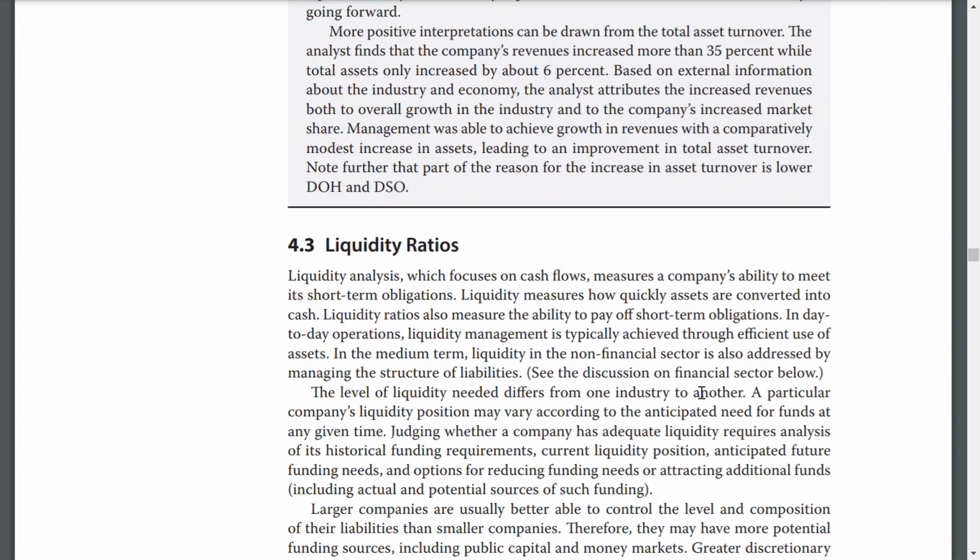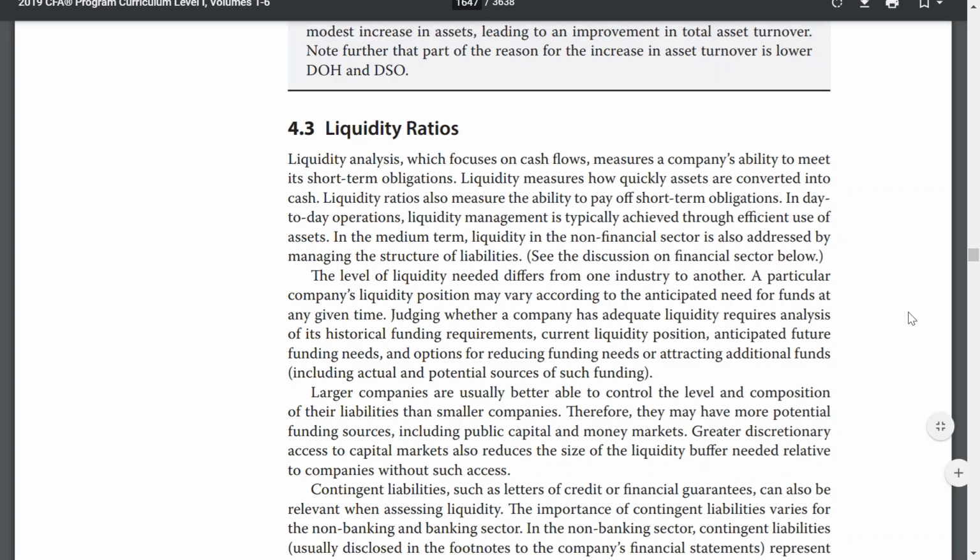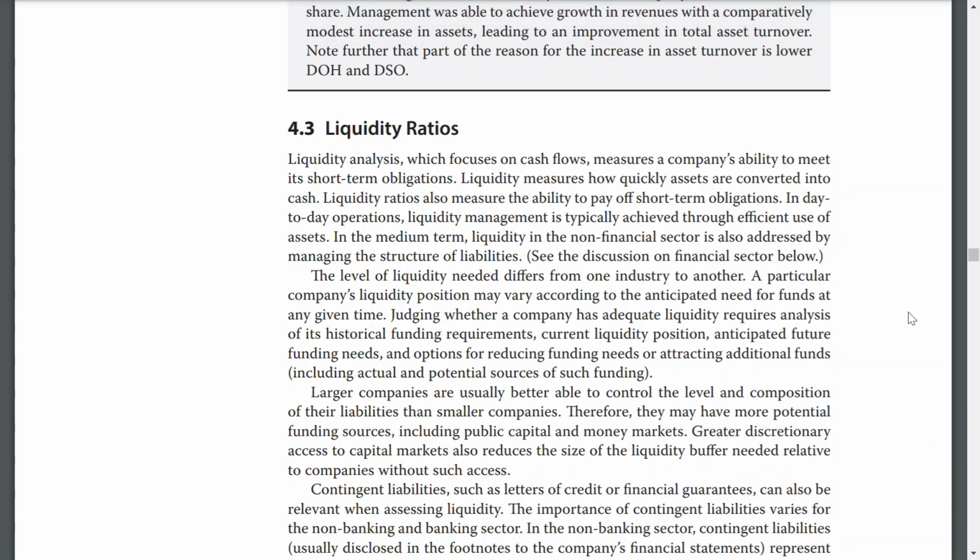Liquidity ratios. Liquidity analysis, which focuses on cash flows, measures a company's ability to meet its short-term obligations. Liquidity measures how quickly assets are converted into cash. Liquidity ratios also measure the ability to pay off short-term obligations in day-to-day operations. Liquidity management is typically achieved through efficient use of assets.